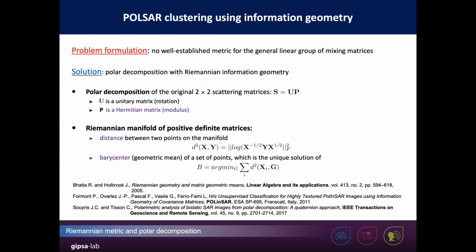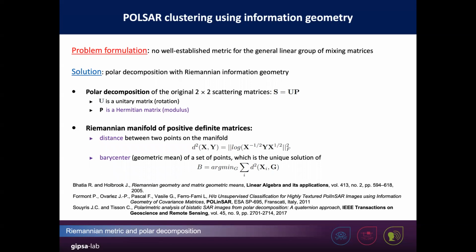Now we shall address the new topics which we present today. So the problem formulation is how to exploit the space of ICA mixing matrices, as these matrices do not exhibit any interesting mathematical property which can be exploited later on in a classification algorithm, as there is no established metric for a general linear group of mixing matrices.